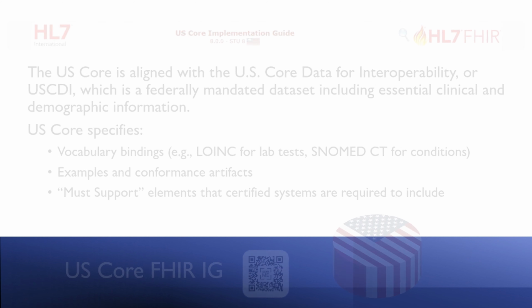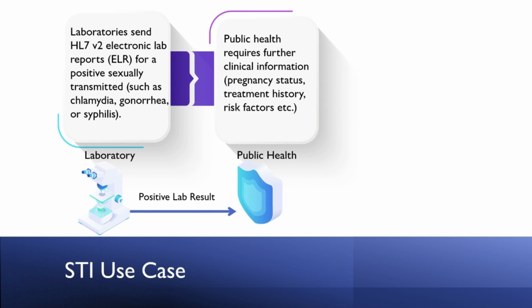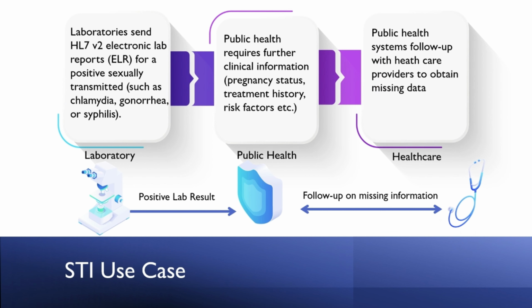One practical example of a FHIR-based query workflow can be found in sexually transmitted infection, or STI, surveillance. Public health agencies commonly receive electronic laboratory reports using HL7 version 2. These reports typically confirm positive results for conditions such as chlamydia, gonorrhea, or syphilis. While these initial messages are critical for triggering case investigations, they often lack important clinical details, such as whether the patient is pregnant, whether they have received treatment, or whether they present with risk factors.